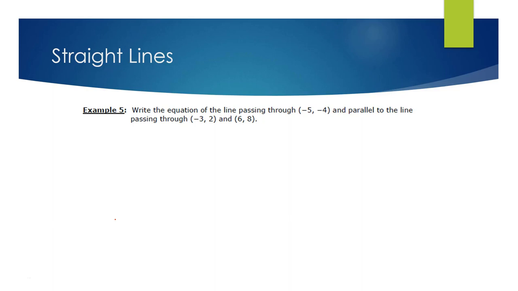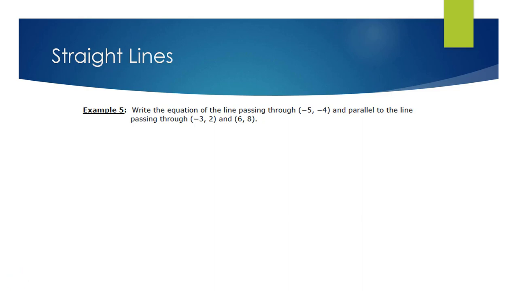But you know, it could be done. I could write the equation of a line in any format as long as I know the slope and I know a point that it passes through. If I'm missing one of those pieces of information, I can't do anything. So we want to write the equation of a line passing through -5, -4, and it's parallel to the line passing through -3, 2, and 6, 8.